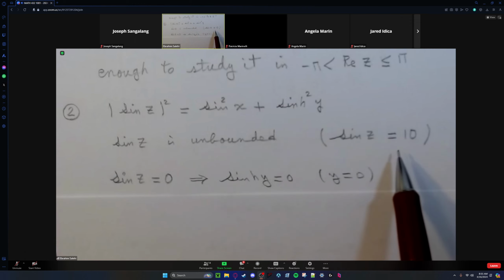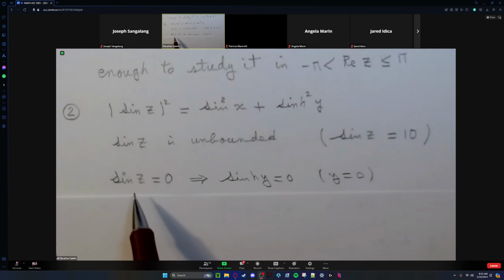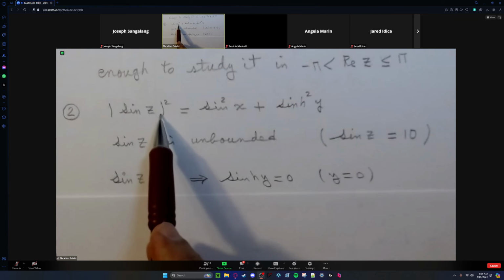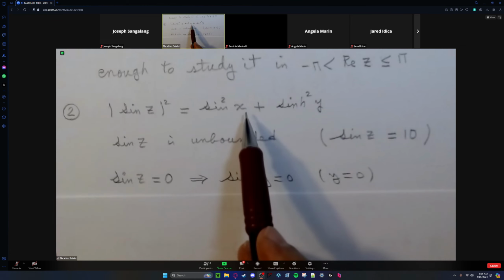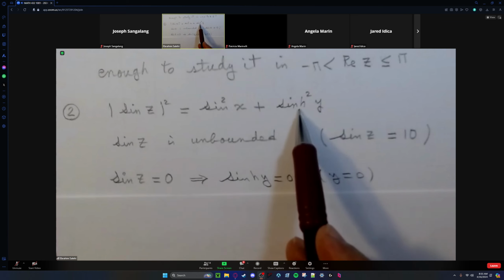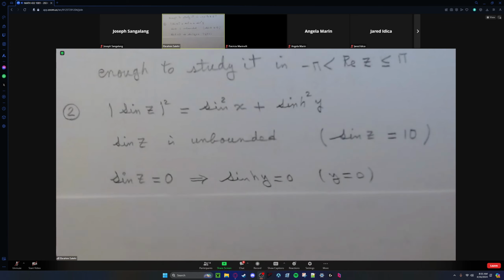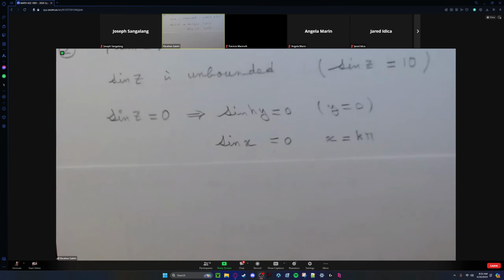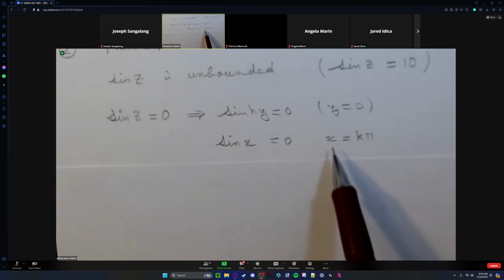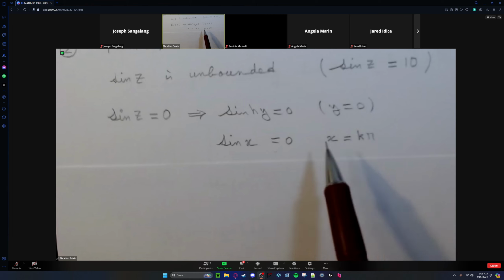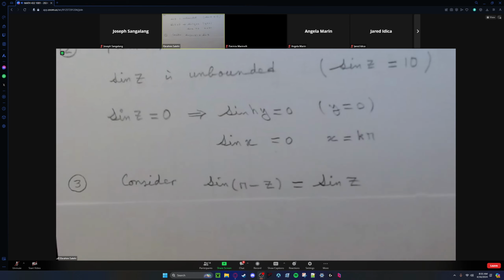So sine z is unbounded, certainly. And it is going to be 0 if these two are 0, which means sin x is 0 and sinh y is 0, and that's when y is 0. So x has to be k pi. These are some little observations that will help us figure out how sine z behaves as a mapping.